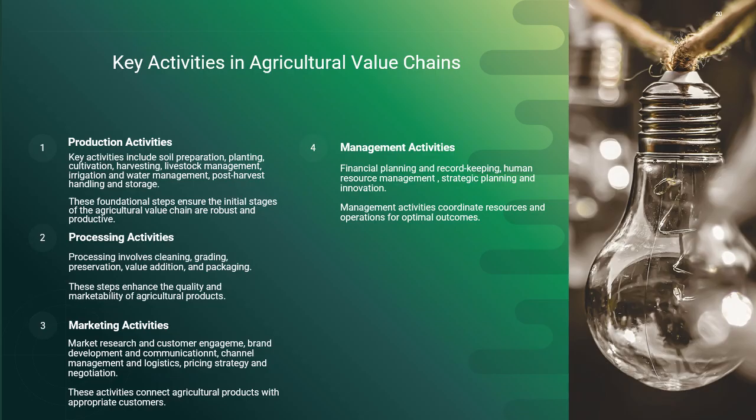Processing activities transform raw agricultural products into more valuable or stable forms. This involves cleaning, grading, sorting, preservation, value addition, packaging, labeling, and quality control. These steps enhance the quality and marketability of agricultural products. Optical sorting technology, for instance, achieves more consistent product presentation than manual methods, potentially accessing premium retail markets while reducing labor costs. Marketing activities connect agricultural products with appropriate customers.